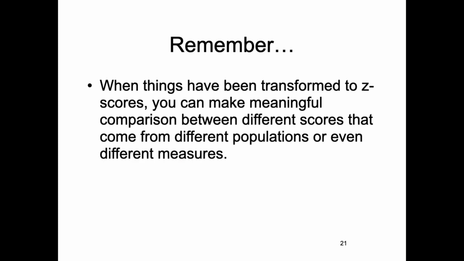Now remember that I told you that once you've transformed things to z-scores, you can now make meaningful comparisons between the different scores that come from different populations or even different measures. There's something sort of universally translatable about z-scores, that once any variable that you have out there has been transformed to z-scores, and you look at a person's z-score instead of their raw score, you can make all sorts of comparisons, even if they come from different populations and even if they come on different measures. Let me show you how that works.